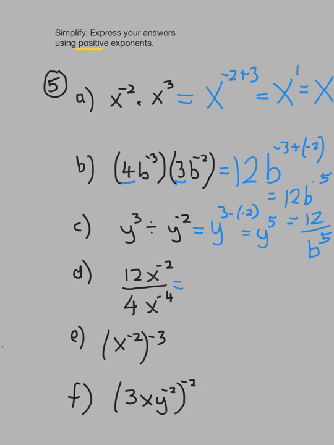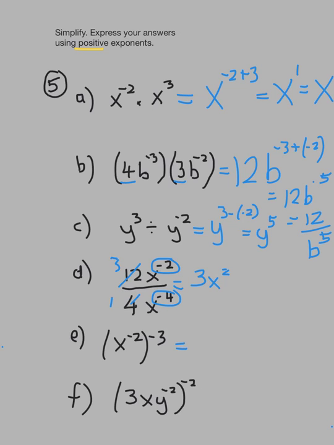For D here, we can do the numbers first. 12 divided by 4, we know that they reduce 1 and 3, so we get a 3 on top. And then the powers, a little complicated. Negative 2 minus negative 4 is negative 2 plus 4, so it's positive 2. So your final answer is 3x squared.